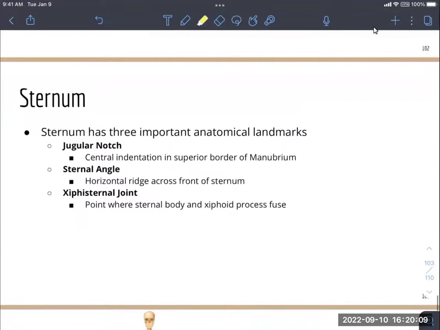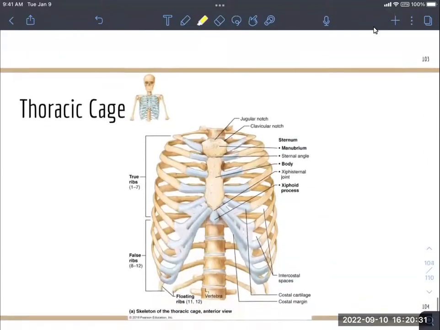So our sternum has a jugular notch because we have our jugular veins that come out of the skull and take blood down to the heart. So those need to have a place to go. We have a sternal angle, which is kind of across the front of the sternum, and we have a xiphosternal joint.